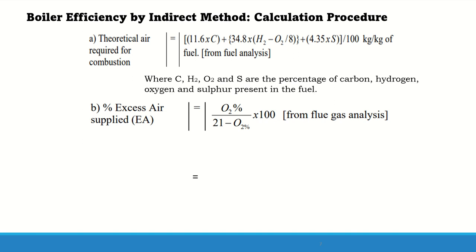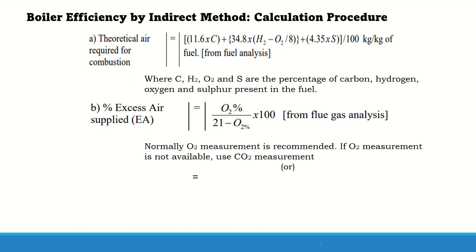air. That excess air percentage is calculated either by the percentage of O2 available in the flue gas or by the percentage of CO2 available in the flue gas. Okay, for both cases we can calculate the excess air supply. The formula is O2 divided by 21 minus O2, into 100.